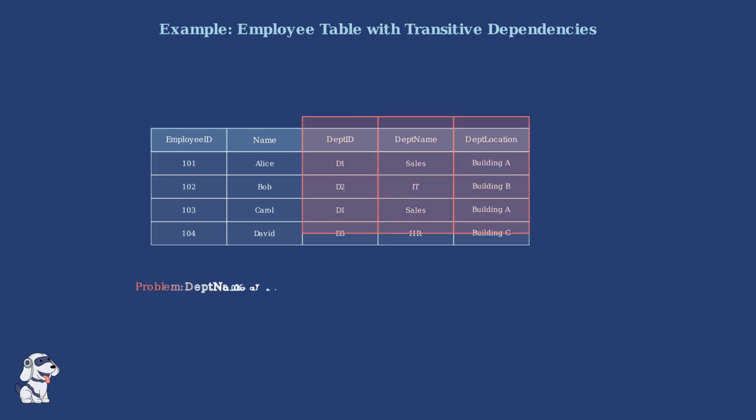The problem becomes clear when we analyze the dependencies. Department name and department location depend on department ID, not on employee ID. This creates a transitive dependency. Employee ID determines department ID, and department ID determines department name and location.